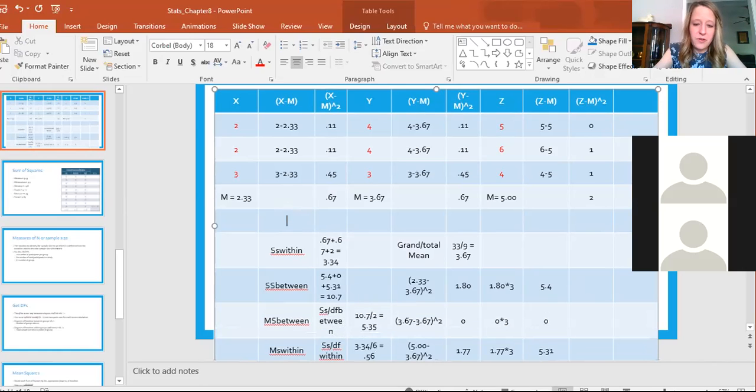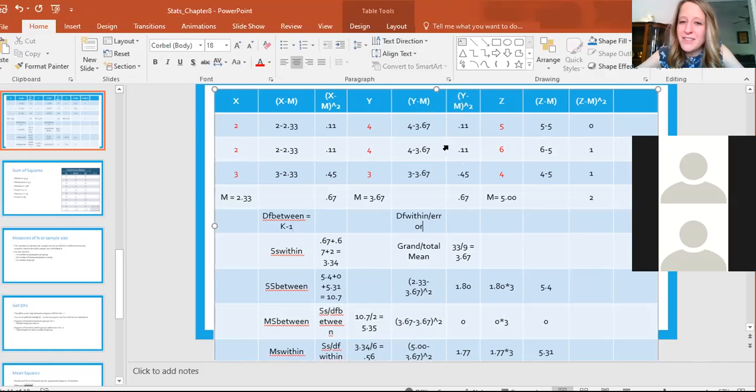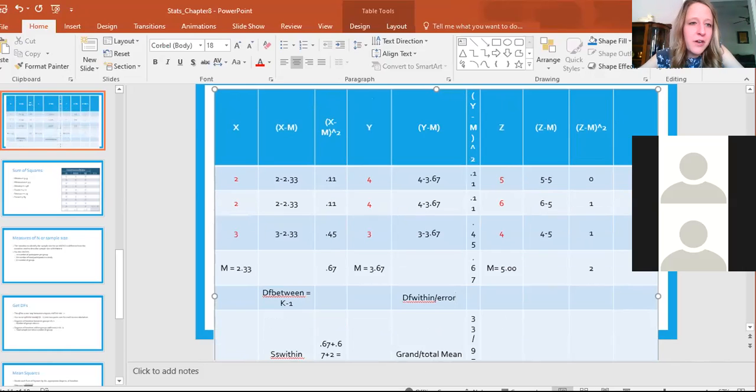And so those formulas: degrees of freedom between equals our k minus 1, or our number of groups minus 1. So we had 3 groups, minus 1 is 2. So that's where we got that 2 from. And then my degrees of freedom within, or degrees of freedom error, it kind of depends on which book you're using, how they label it.